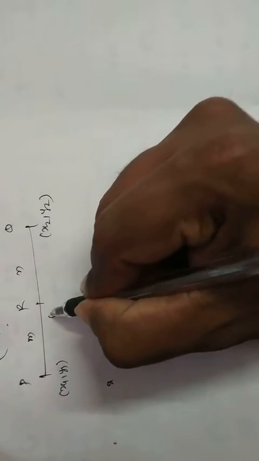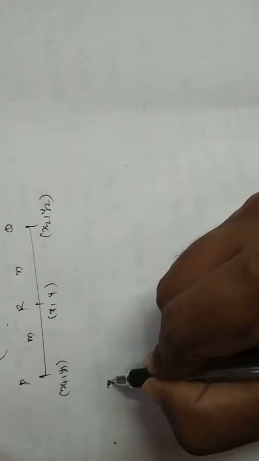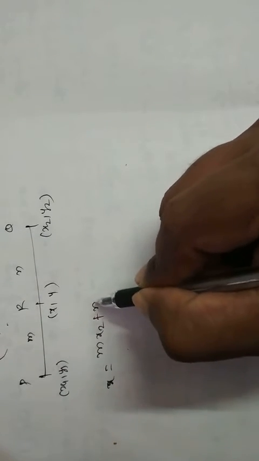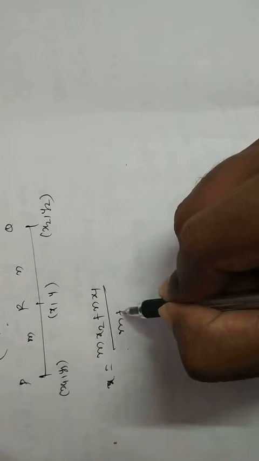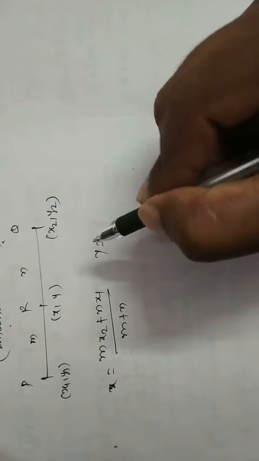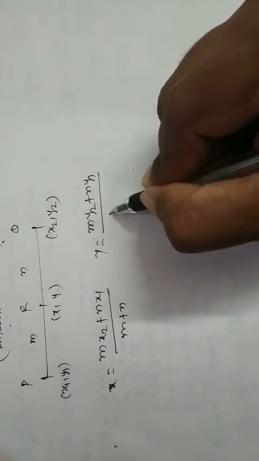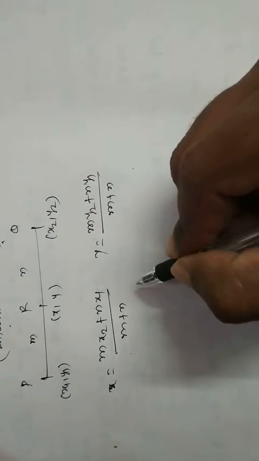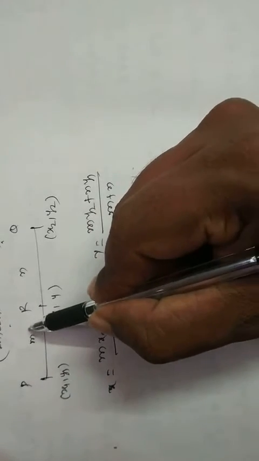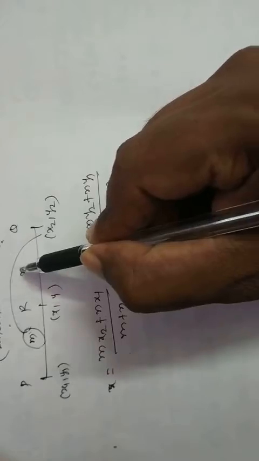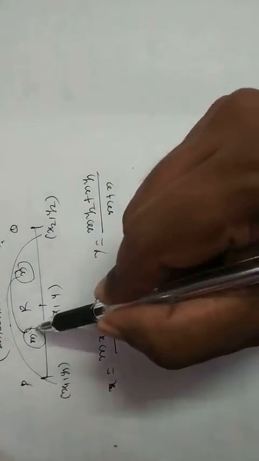For the coordinate of R, suppose x and y, then x is equal to (mx2 plus nx1) upon (m plus n), and for y it is (my2 plus ny1) upon (m plus n). It is very simple. You understand that for this, m multiplies x2, and for this, n multiplies x1, and the denominator has the addition of both. It is very simple to understand.